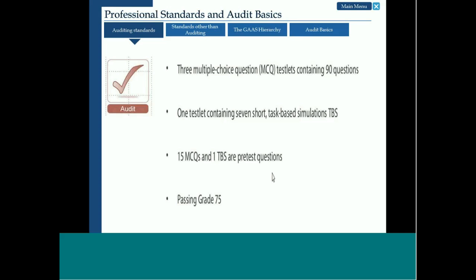So ultimately, what is the structure of the examination? 3 testlets for MCQ questions and 7 task-based simulations, and you have to complete all of this within 4 hours. And yes, the passing grade is 75 points. So out of 100, you need to get 75. So this is the major structure of the exam.